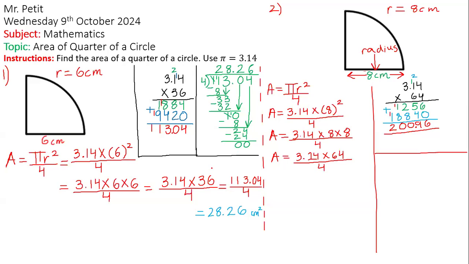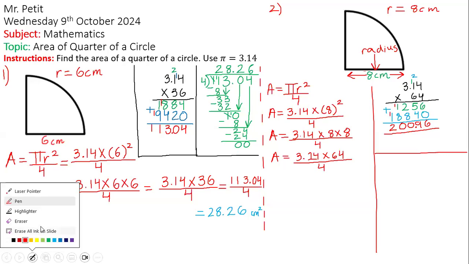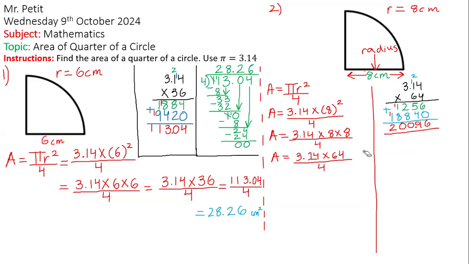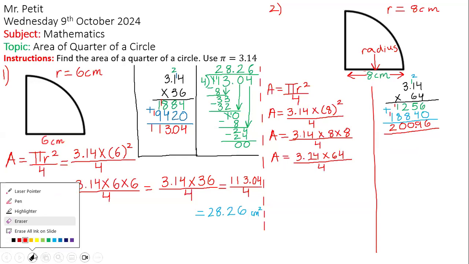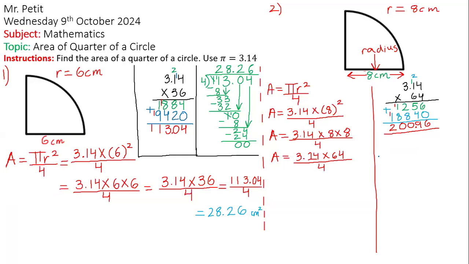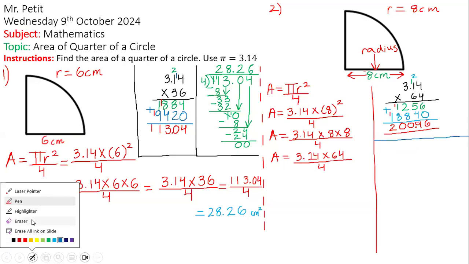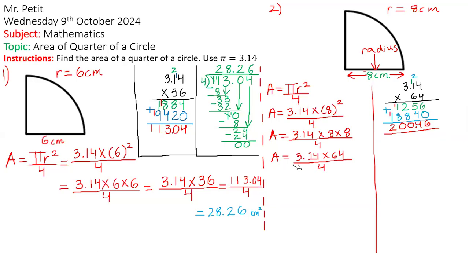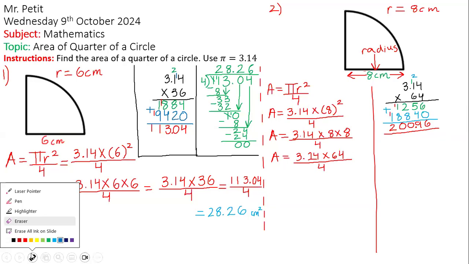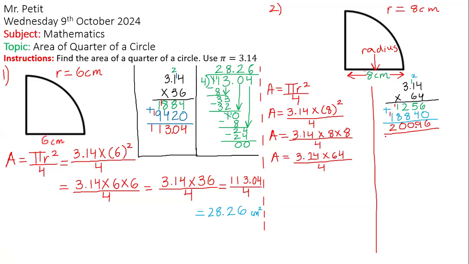Mr. Petit, I have the answer. Now we have to divide it by 4. When you divide by 4, what do you get? 50.24 centimeters squared. Put your answer inside the chart, please. The answer that you think is right when we divide it.